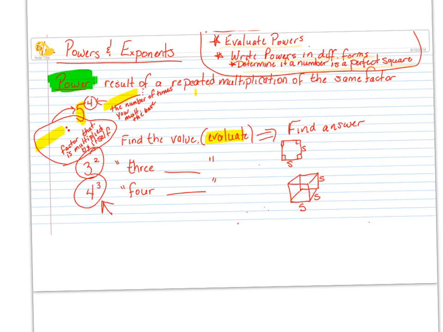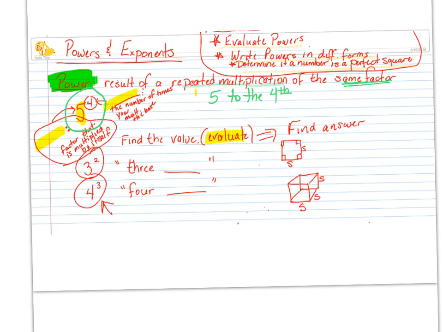Okay, so the first thing that we need to talk about is what a power is. A power is the result of a repeated multiplication of the same factor. The same factor means the same numbers being multiplied together. So, for example, look at this problem over here, right here, that is red. Notice it's a big 5 and a little 4. That is 5 to the 4th power.